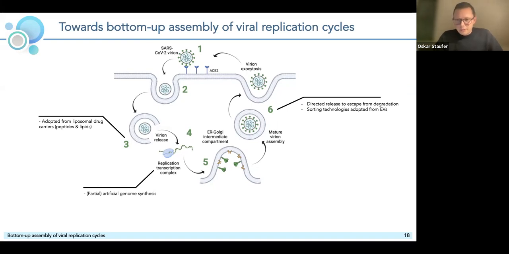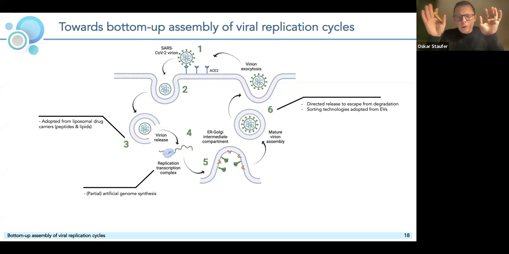There are tons of techniques and methods to do this that could be adopted from the field of extracellular vesicle engineering. So, for example, there are technologies out there that can essentially reconfigure the ESCRT complex, something very important for protein sorting in the Golgi and ER compartments of cells, something that could reconfigure the sorting mechanism in order to induce controlled and site-directed release of these viruses.